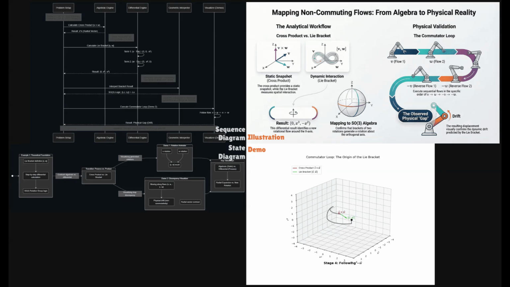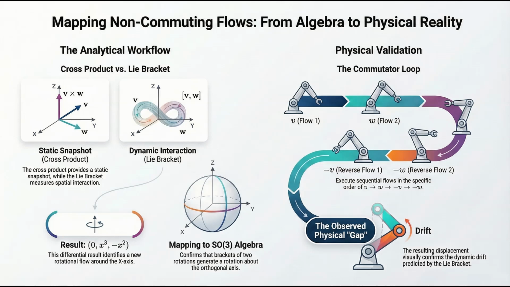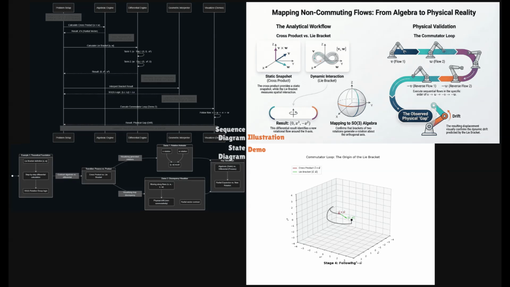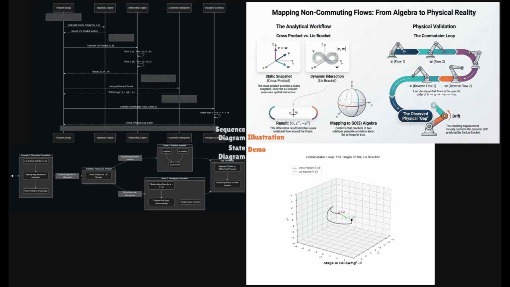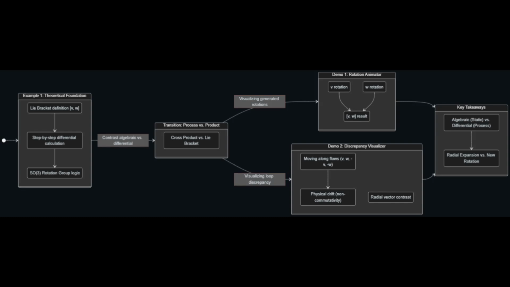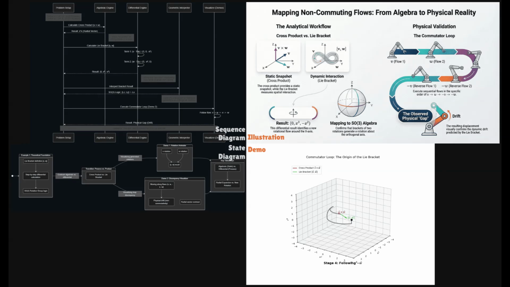The differential stage. The workflow then moves into a differential stage, which acts as a process operator. Instead of a single point, this stage measures how the rotational fields change and interact as one moves through them, identifying a new rotational flow rather than a simple outward direction. Mapping and validation. These results are mapped to the broader structure of how rotations behave in three-dimensional space, confirming that the interaction of two rotations is always a third rotation.